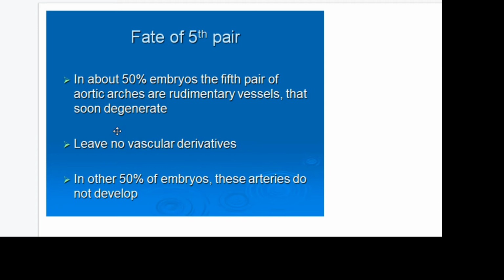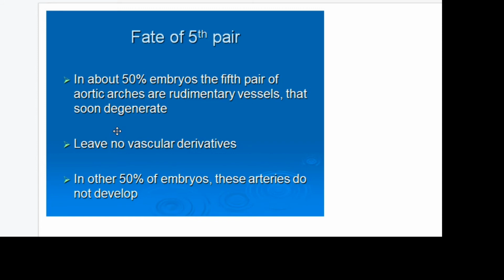So the first and the second pairs degenerate, but they leave remnants: they give rise to the maxillary arteries and the stapedial arteries. The third arch gives rise to the common carotid, internal carotid and the external carotid as well. The fourth arch gives rise to the arch of aorta on the left side, but on the right side it gives rise to the subclavian along with the seventh intersegmental artery.